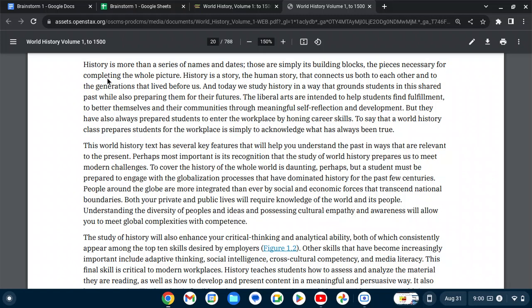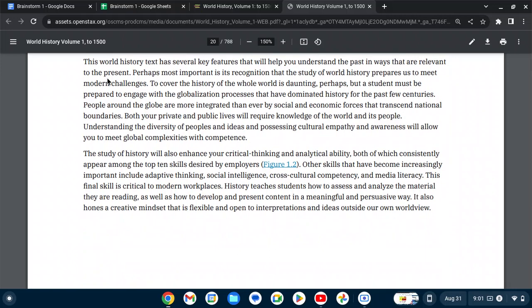History is a story, the human story, that connects us both to each other and to the generations that lived before us. And today we study history in a way that grounds students in this shared past while also preparing them for their futures. The liberal arts are intended to help students find fulfillment, to better themselves and their communities through meaningful self-reflection and development. But they have also prepared students to enter the workplace by honing career skills. To say that a world history class prepares students for the workplace is simply to acknowledge what has always been true. This world history text has several key features that will help you understand the past in ways that are relevant to the present.